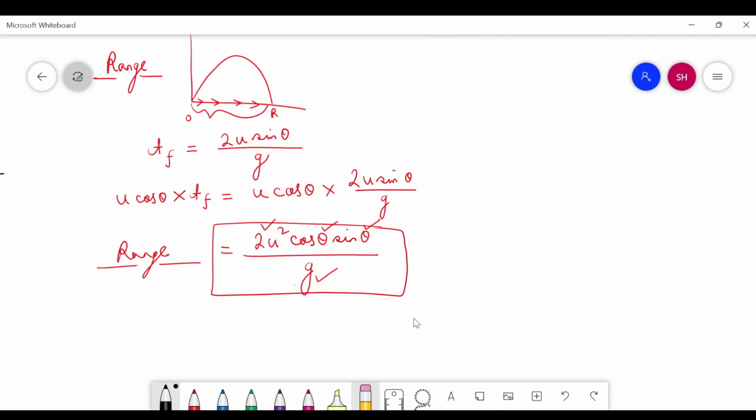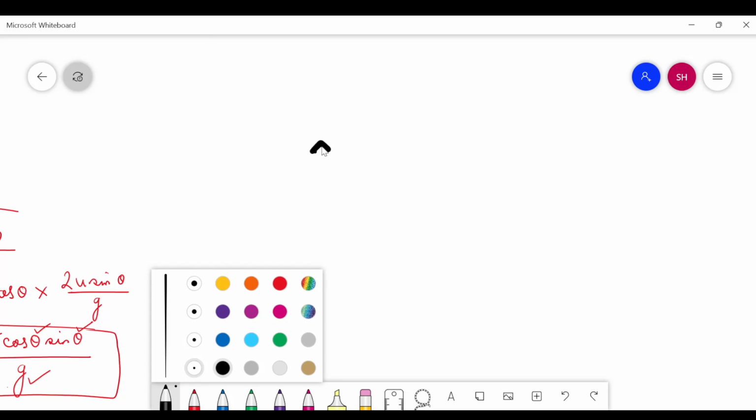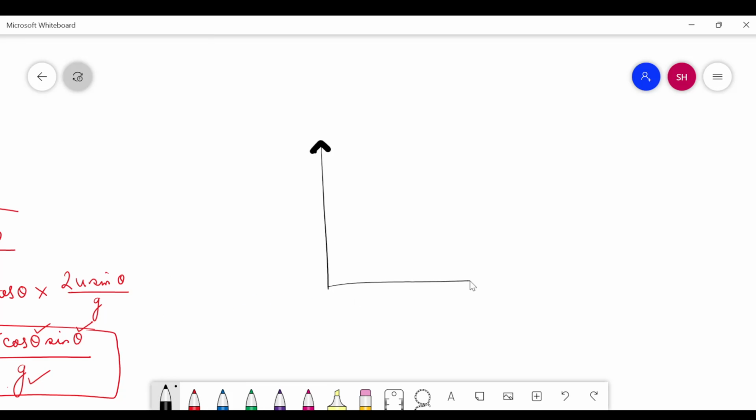So let us now calculate the maximum height reached. The maximum height can be calculated by a very small trick. See, here the maximum height will be reached, then it will come down. So let's take it as height max. And if we consider this point here, one crucial thing is happening.